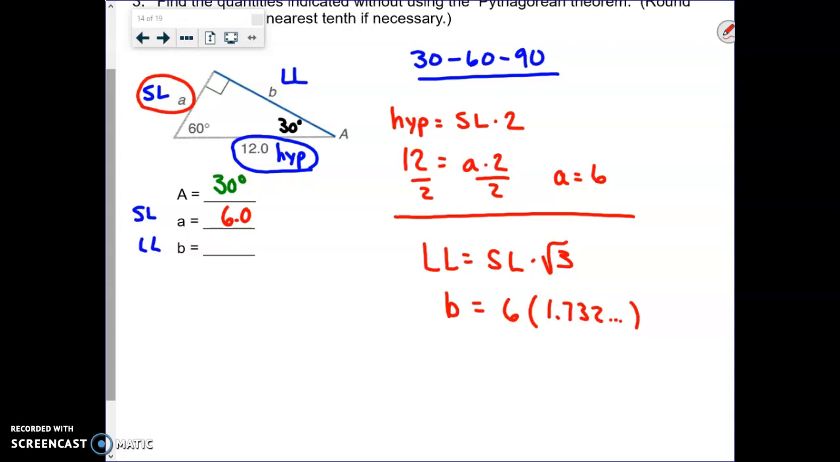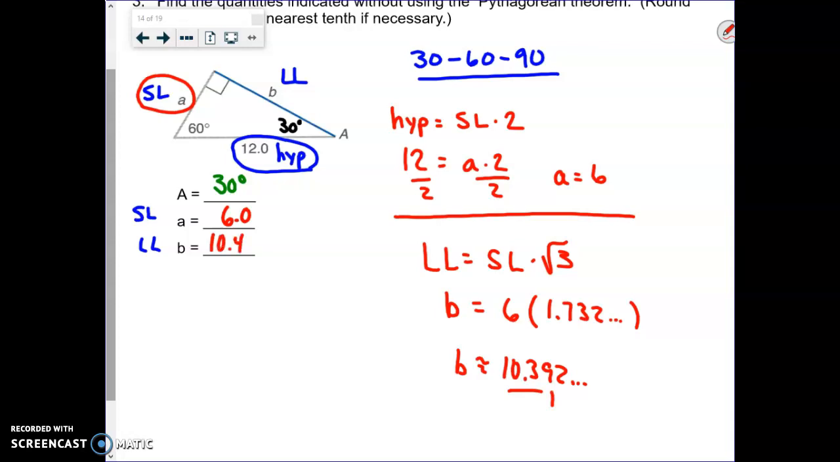Okay? And then just multiply that by 6. So if you do that, you get, ladies and gentlemen, 10.392. Now it says round it to the nearest tenth. Well, the 9 here rounds that 3 up to a 4, so it's 10.4.